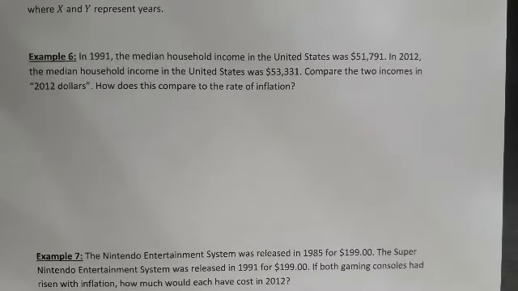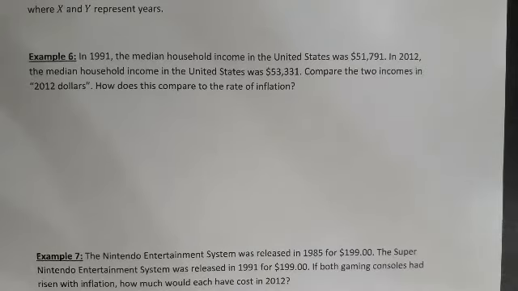In 1991, the median household income in the U.S. was $51,791. In 2012, the median household income in the U.S. was $53,331. Compare the two incomes in 2012 dollars. How does this compare to the rate of inflation?